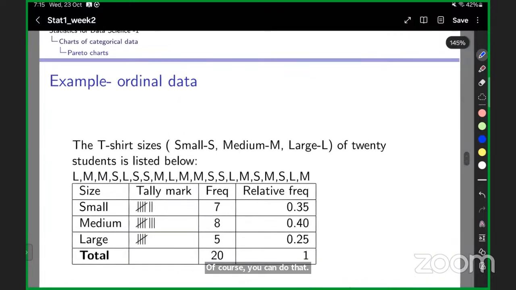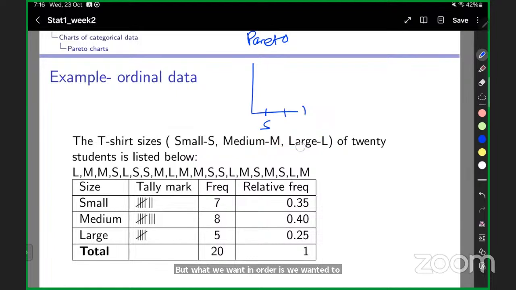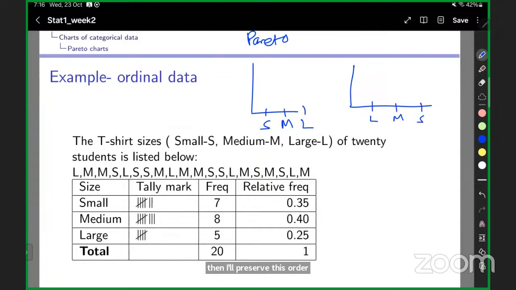So in ordinal data, we can't make a Pareto chart. That is not possible. It might be possible that by chance we got a Pareto chart. But what we want in ordinal data is to preserve the order, right? So let's say this is my ordinal data S, M, L, then I'll preserve this order. Or another order could be, let's say, L, M, S. Doesn't matter, because it could be either way, but the order should be preserved. You can't have S, L, M. That is not how you can write ordinal data in a bar chart.